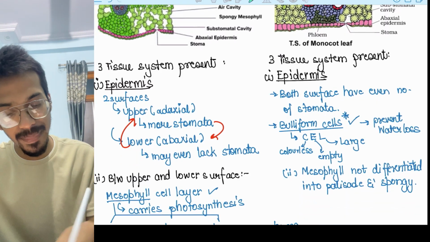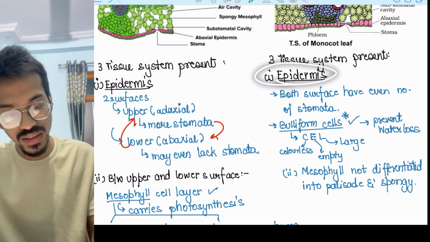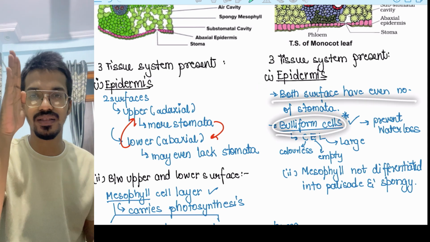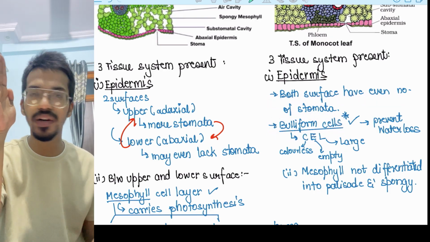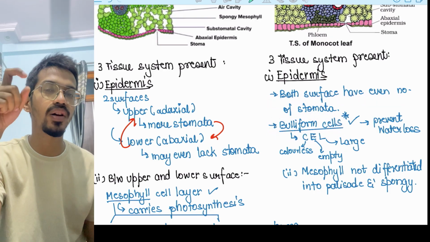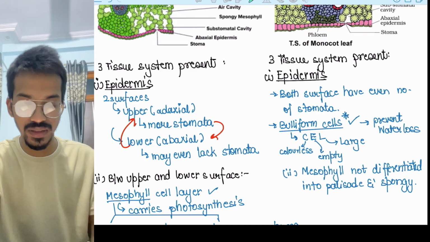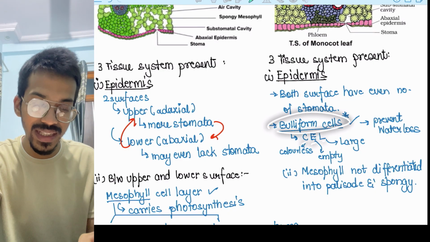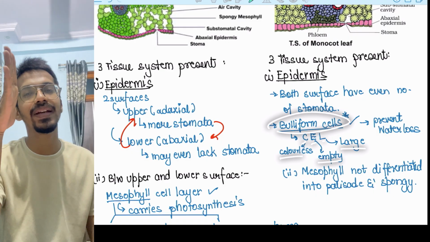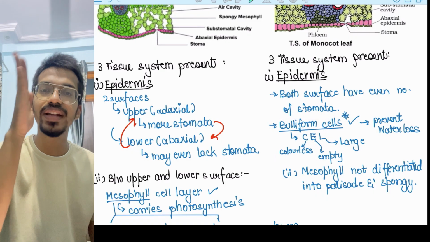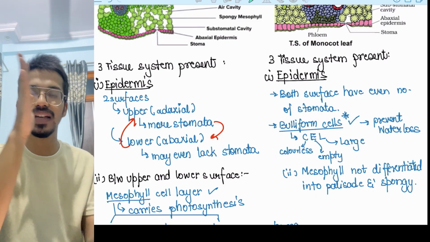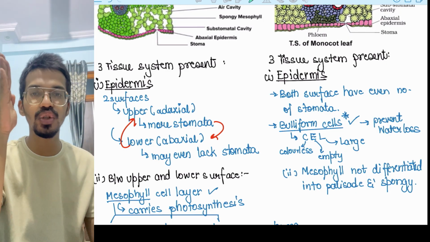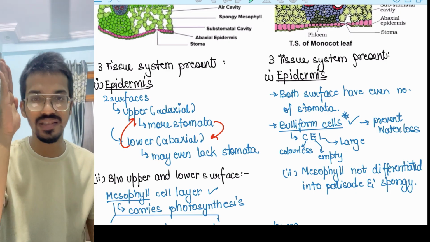Okay, next is the epidermis. In monocots, both surfaces are equal. There is a presence of bulliform cells. Now you know both sides have stomata, so water loss will be there. To reduce water loss, they have bulliform cells. Here you have to remember the word CEL: they are colorless, empty and large cells. They are very turgid, they have water present and they are very stiff.